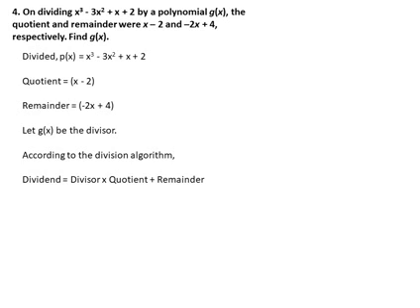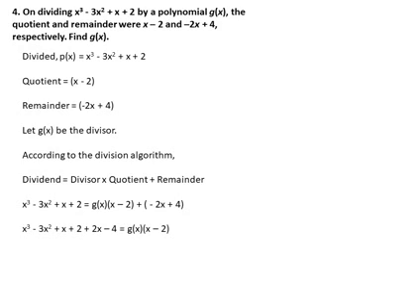So our dividend x cube minus 3x square plus x plus 2 is equal to the divisor g of x, the quotient is x minus 2, and our remainder is minus 2x plus 4. As I said earlier, first I am going to bring it to exactly divisible. For that we need to subtract the remainder from the dividend. So the remainder goes to that side, and the symbols change automatically. Minus 2x becomes plus 2x, plus 4 becomes minus 4.